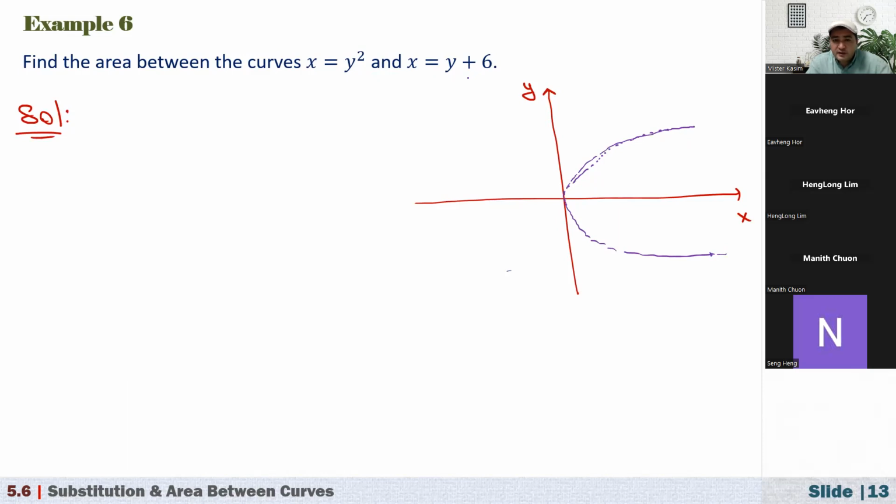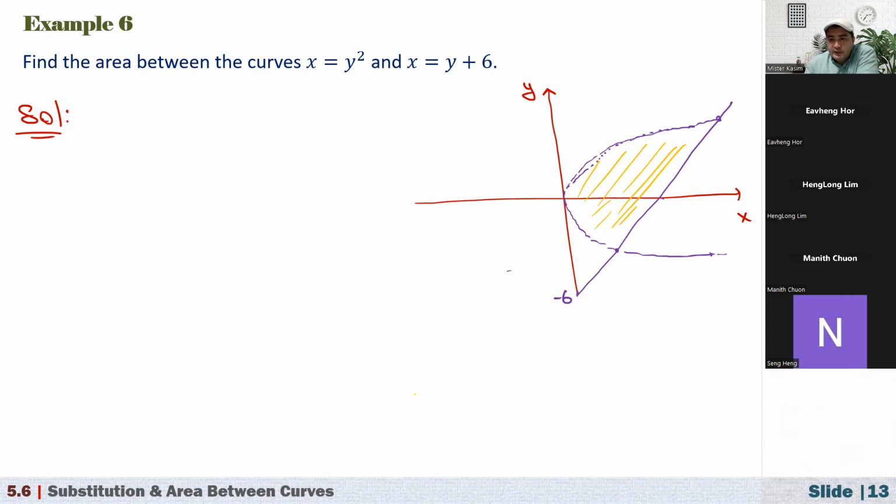And how about x equals y plus 6? To draw its graph, when x equals 0, y is equal to minus 6. Suppose that minus 6 is here. When x equals 6, y is equal to 0. So this will be something like this. Now we are looking for the area which is enclosed by these two curves. We are looking for this area.